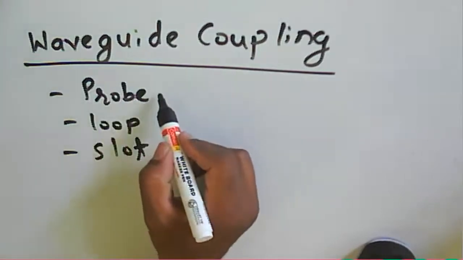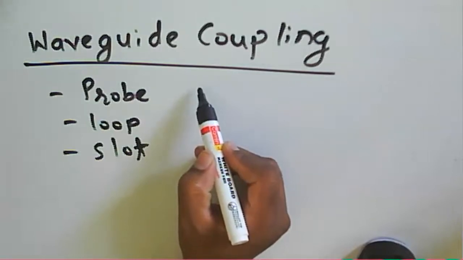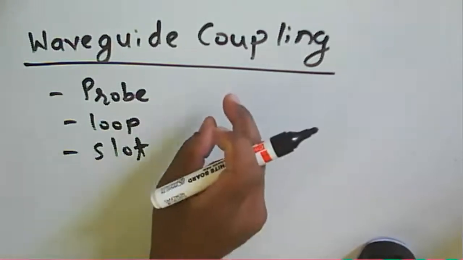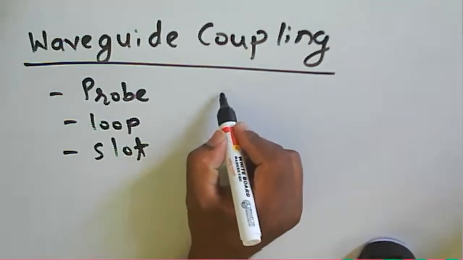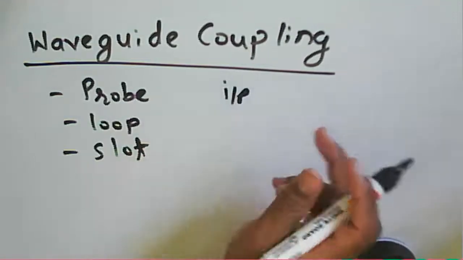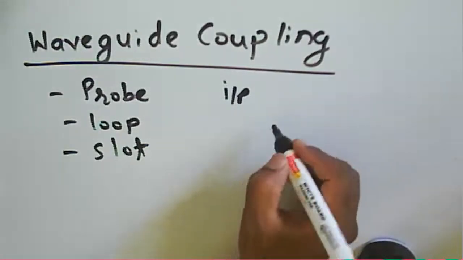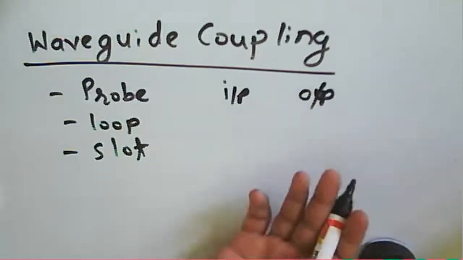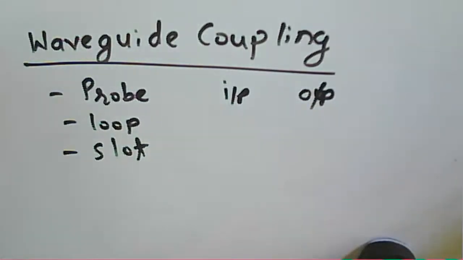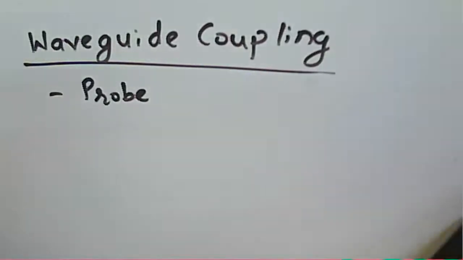So that probe coupling means what? It uses a device to give energy to the guide. You can say feed the guide, that is, give the input to the waveguide, or we need to take out the power from the guide, or remove the energy from the waveguide. Okay, so that is about coupling here. So we talk about probe coupling.